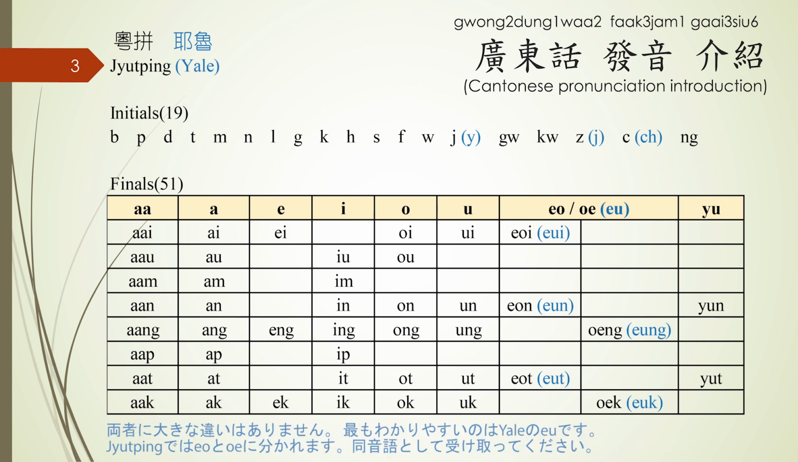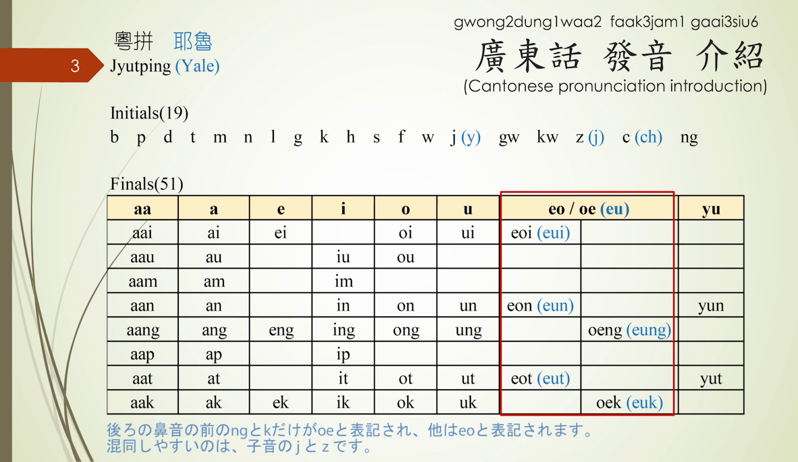Actually, there are not many differences between the two. The most obvious one is Yale's EU. In Yuping, it is divided into EO and OE. You can just take them the same. Only in front of the back nasal sound NG and K are written as OE, and the others are EO. The other things you should notice are J and Z.